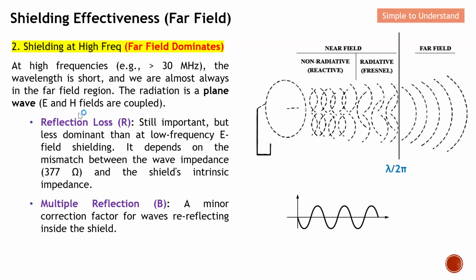Next, as I mentioned earlier on, besides absorption, we also have the reflection loss. This is still very important, but less dominant at low frequency E field. It depends on the mismatch between the wave impedance and the shield intrinsic impedance. Next, we also need to consider multiple reflection. If the absorption is not that ideal, then we need to consider this multiple reflection, which is a correction factor for wave reflection inside the shield. If you want to know more about absorption, reflection, and multiple reflection, please see the playlist.